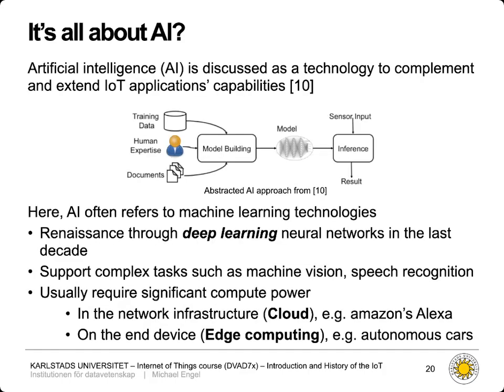Now, if you look at press articles about the IoT, there is always a connection made, or very often a connection made, now to artificial intelligence. So artificial intelligence really is very often discussed as a technology that complements and extends the capabilities of IoT applications. Now, what does artificial intelligence mean? Well, we could talk a whole semester about this and not come to a conclusion. So I've just copied a picture from a paper on AI and the IoT here. So essentially, AI in these contexts mostly means machine learning, so neural networks here. So neural networks are a very sophisticated form of pattern matching.